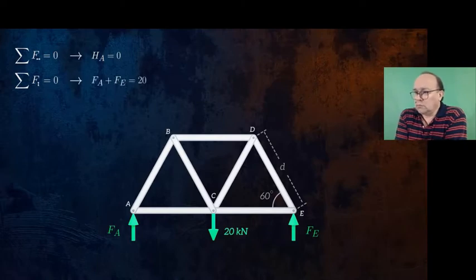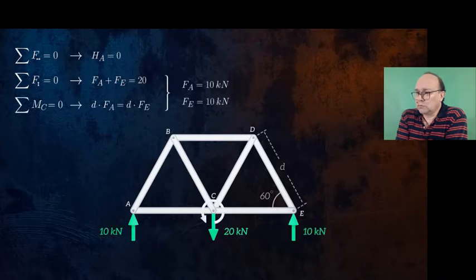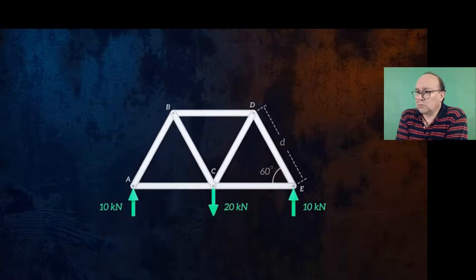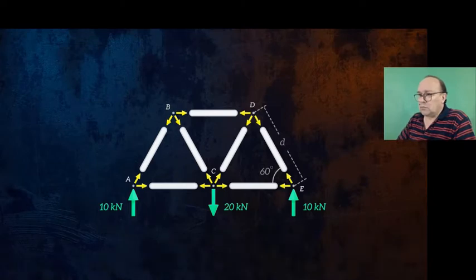Both joints are located at the same distance from joint C, so taking equilibrium of the moments acting about joint C, we can calculate that they both equal 10 kilonewtons. Now let's determine the forces acting on each joint. Since we don't know yet which members are in tension and which are in compression, it's easiest to just assume that all of the members are in tension, and so we'll draw the internal forces as pointing away from each joint. If we end up with negative values for these forces, it just means that we guessed wrong, and the member is actually in compression.